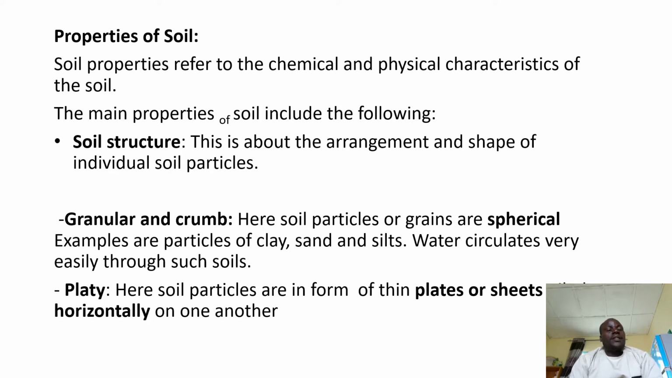And these properties of soil include, number 1, soil structure. This is about the arrangement and the shape of individual soil particles. Soil particles have different arrangements and shapes. Under soil structure, one can call them examples or types of soil structure, we have granular and clump structure. Granular and clump structure have their soil particles spherical in shape.